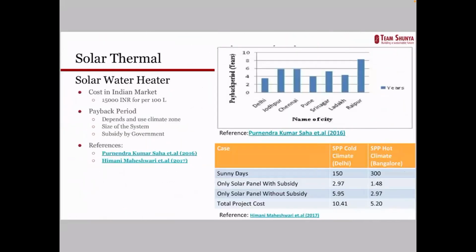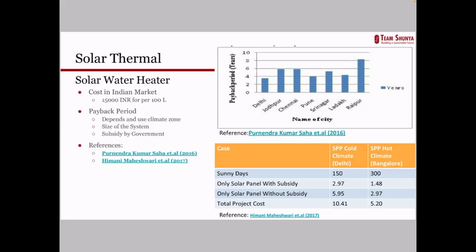Next is solar thermal for solar water heating. If we consider a 20 liter hot water requirement per person per day, and there are 5 persons in a house, there will be a 100 liter hot water requirement per day. The cost of a 100 liter solar water heater is something like 15,000. And the cost can be recovered from the energy savings on heating water, ranging from a couple of years to 10 years.